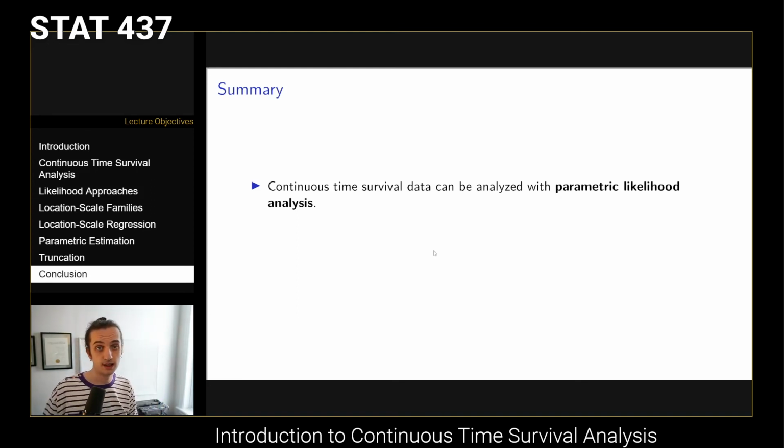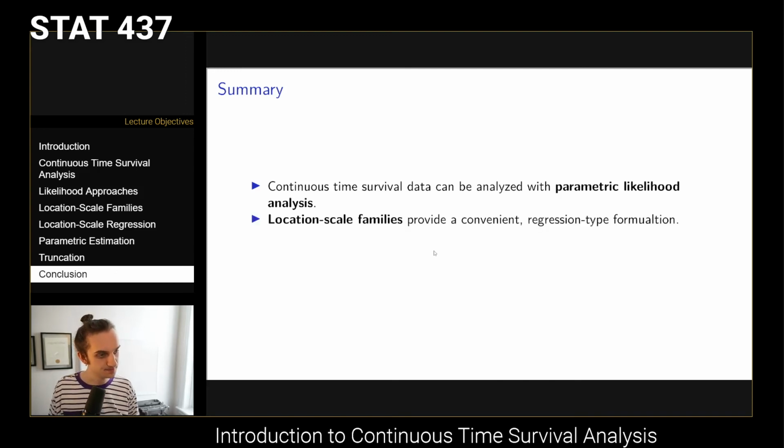So we can use parametric likelihood analysis to fit models for the continuous time data, and that's what we're going to spend the rest of this course looking at. We reviewed what location scale families were, and I tried to motivate why we care about them, and that's because they present these really natural regression forms. You're going to be seeing those a lot over the coming lectures, and so hopefully, seeing them a number of times will reinforce why we like them so much.